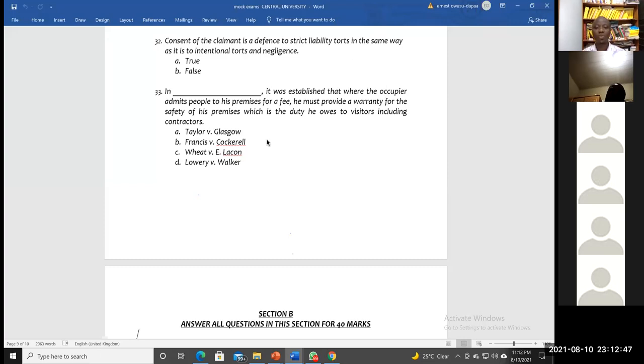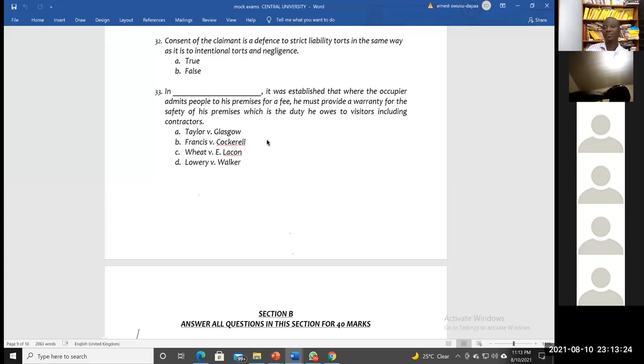Okay, now let's move on to Francis and Cockwell. Of course, we've dismissed Tilling Glasgow, because the visitors did not come there under a contractual arrangement. The person was more or less on the premises of his own accord, so to speak. The only difference was that the court was saying that if you have something which naturally will appeal to a younger person, then you bear a responsibility to ensure that they are safe when they are so attracted.